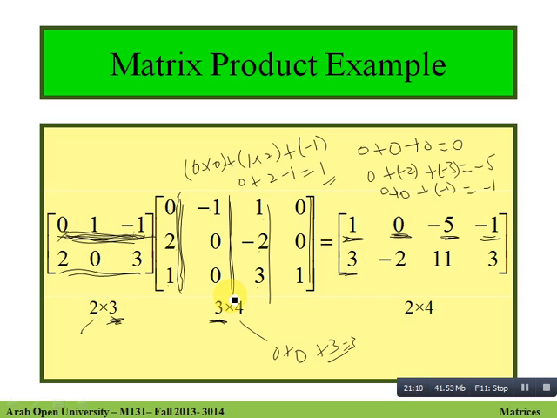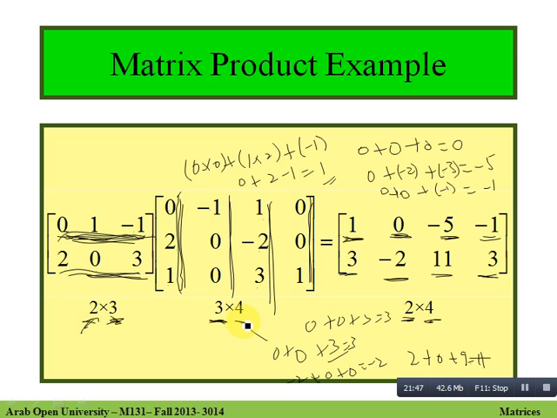So it is minus 1 into 2, minus 2, plus 0 plus 0, it is minus 2. Then second row, third column: it is 2 plus 0 plus 3 threes are 9, it is 11. So 11 over here. Then second row, fourth column: 0 plus 0 plus 3, it is 3 over here. This is the resultant matrix. The resultant matrix has the number of rows from the first matrix and the number of columns from the second matrix.